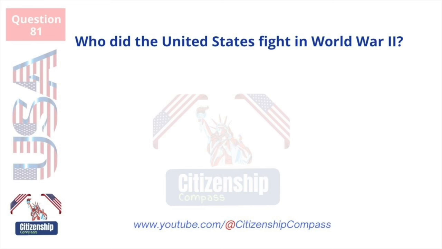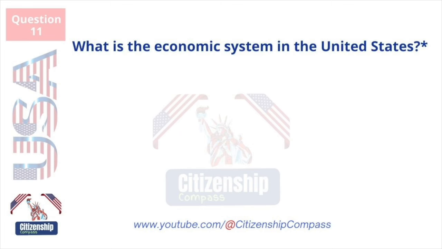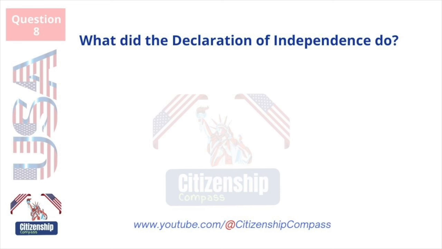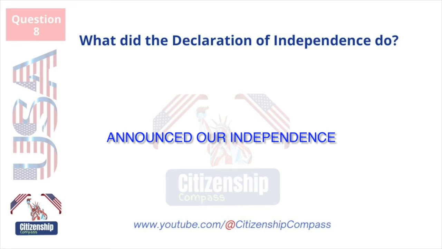Who did the United States fight in World War II? Japan, Germany, and Italy. What is the economic system in the United States? Capitalist economy. What did the Declaration of Independence do? Announced our independence from Great Britain.